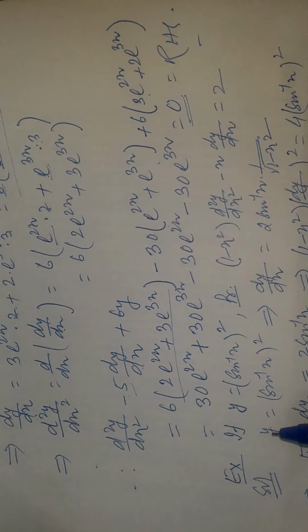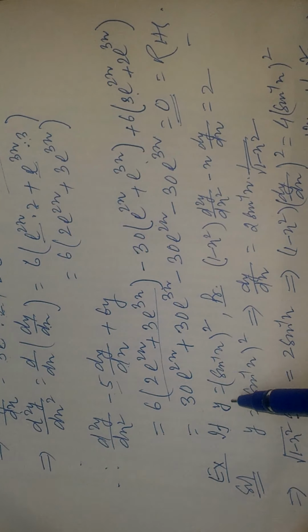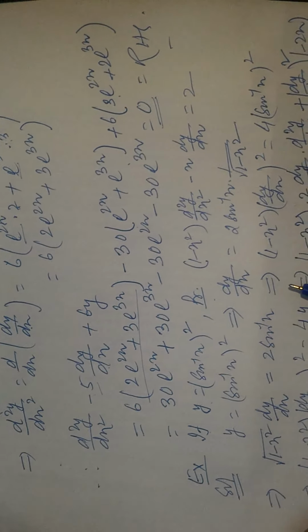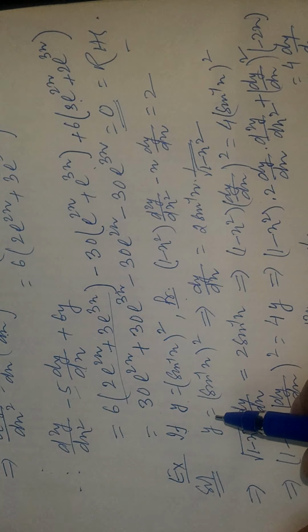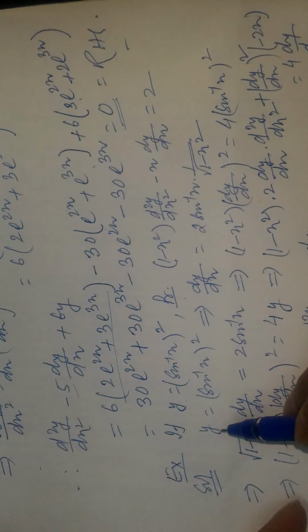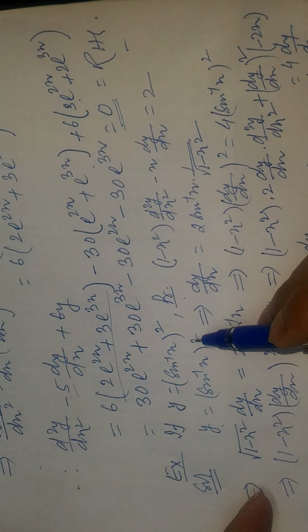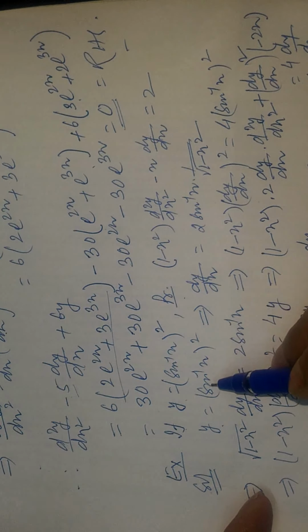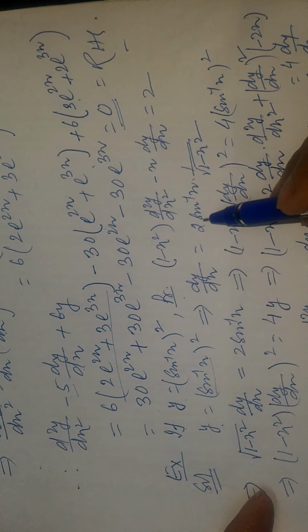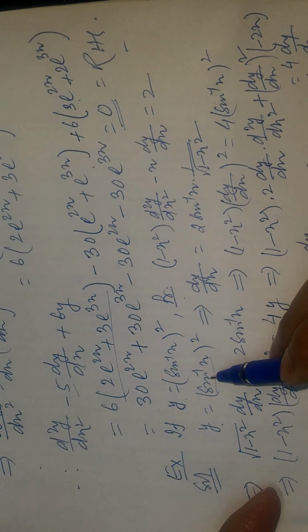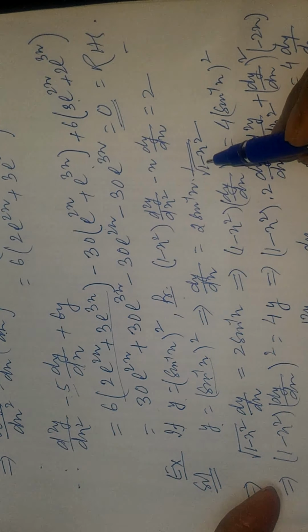Now second question, if you have y = (sin⁻¹ x)², then we need to prove it. Again the chain rule is very important here. So first we'll find the first order derivative dy/dx. The outer function is the square function, so x² means 2x, so 2 sin⁻¹ x. Then we have the inner function sin⁻¹ x, and its derivative is 1/√(1 − x²).